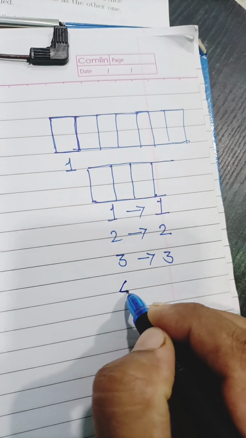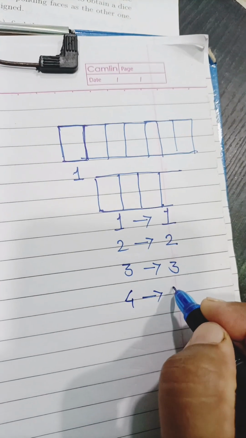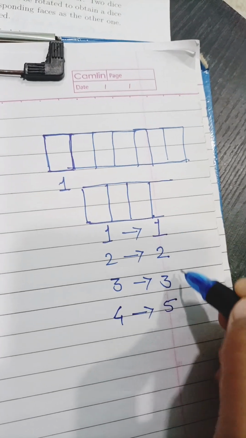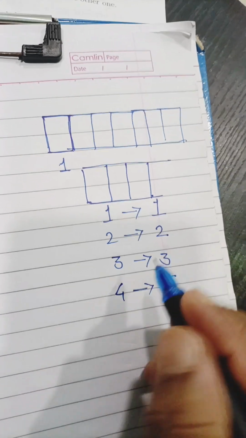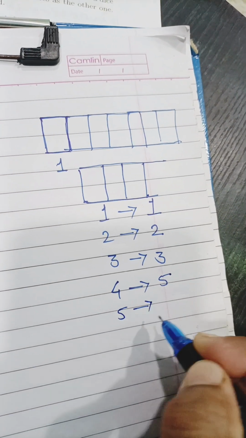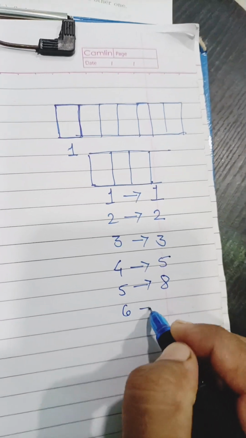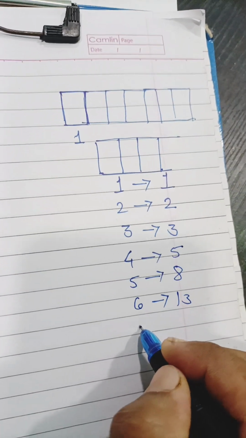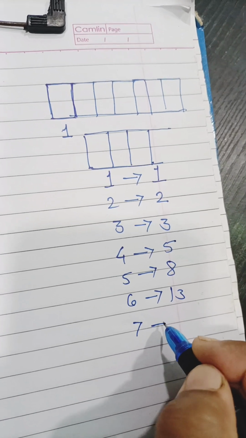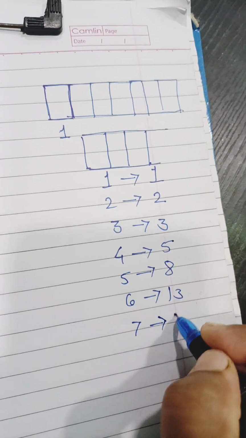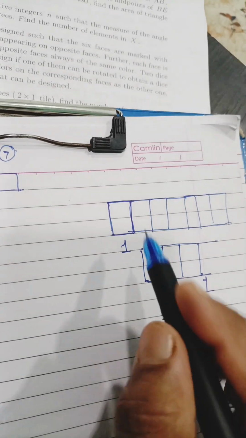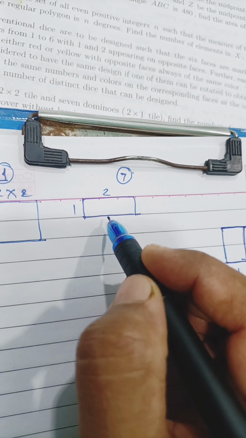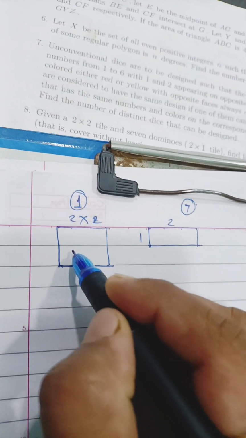If we try, then 4 dominoes we can put in 5 ways. Now do you observe these numbers? These are nothing but Fibonacci numbers. So in this way 5 dominoes we can put in 8 ways. 6 dominoes we can put in 13 ways. 7 dominoes which we have to put, we can put in 21 ways. So 21 ways are there if we cover this 2 by 7 rectangle only using this 2 by 1 domino.